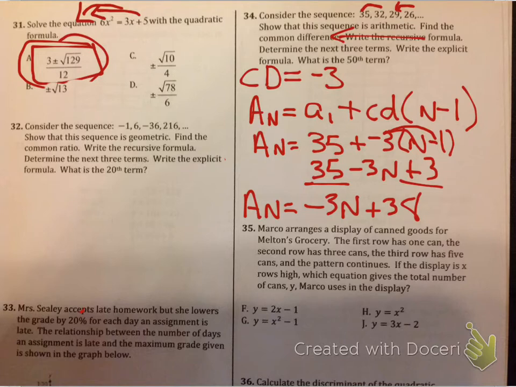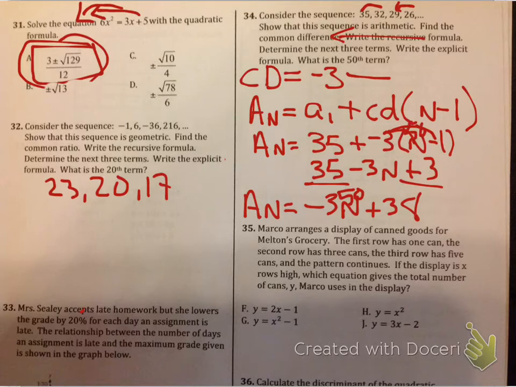So the next three terms of this would have been, I'll erase 32 now, 23, 20, and 17. Just continue subtracting. To find the 50th term, you can subtract a lot, or you could just put in 50 here or 50 here. Doesn't matter, you should get the same answer either way.